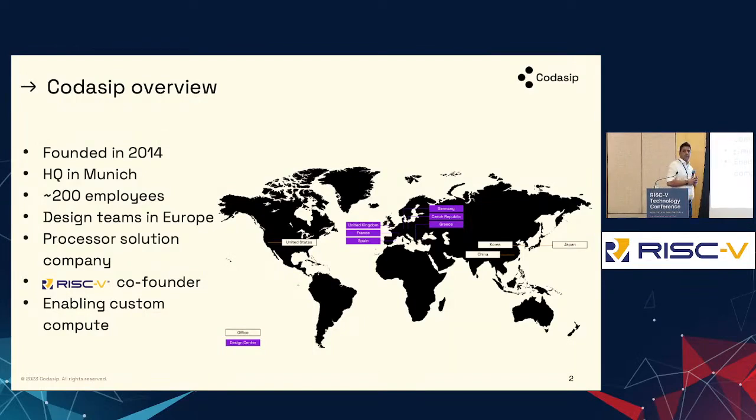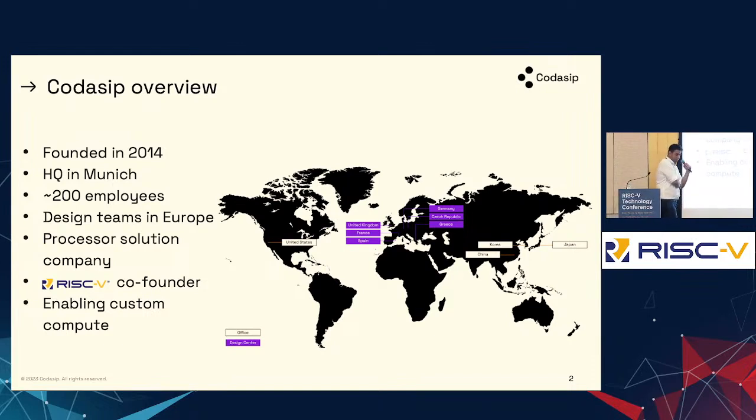If you look at Codisip, it was a company founded in 2014, right? They're based out in Europe. So all of the R&D is in Europe. Everything in purple is in Europe, and those are the R&D centers. That works quite well for us in today's time with all of the geopolitical situation going on. It's about 200 employees, but we're growing quite quickly. So we plan to actually expand that to 300 this year.